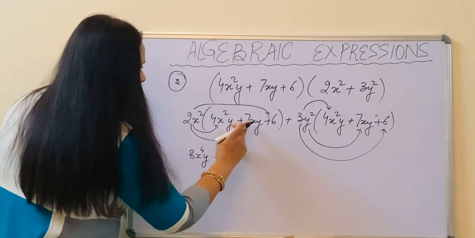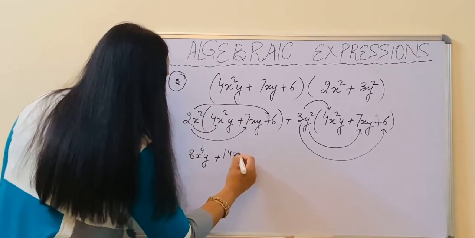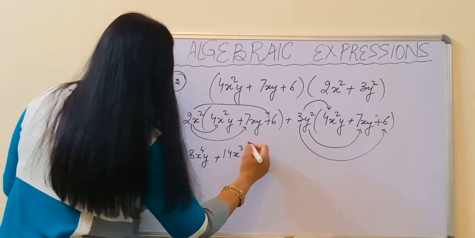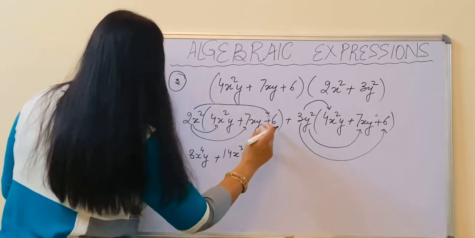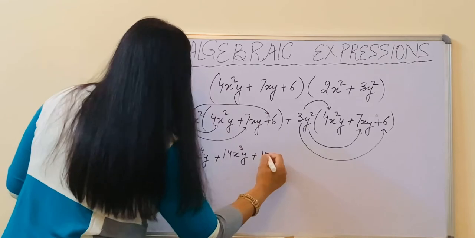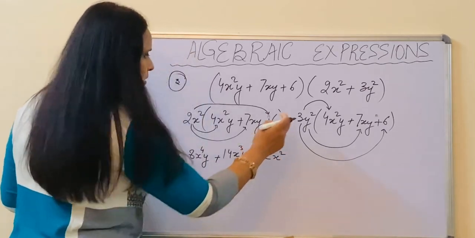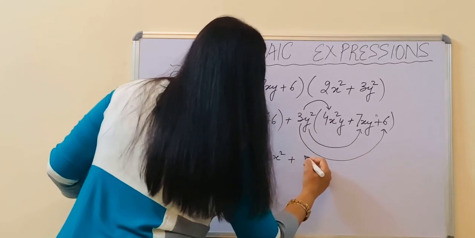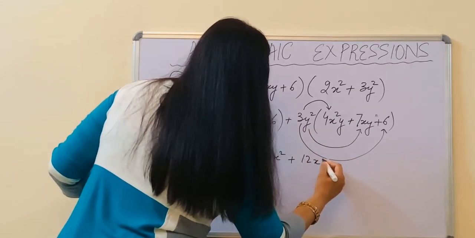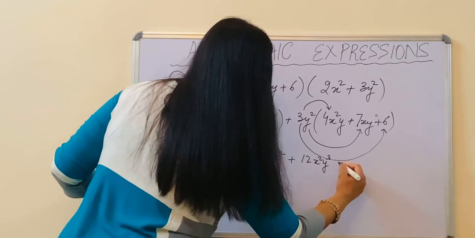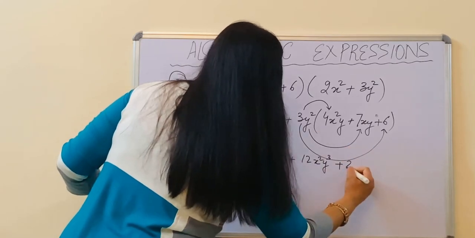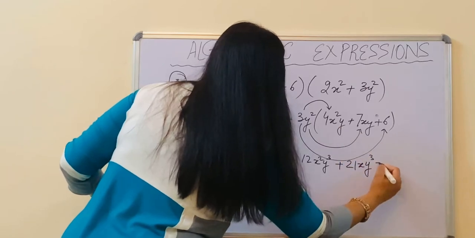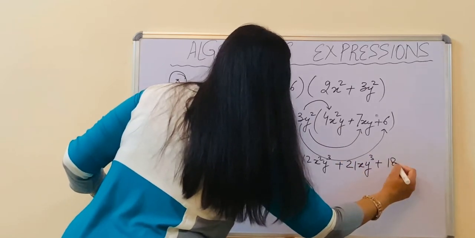plus 7 2s are 14, x cube and y, plus 2 6s are 12, x square. Similar over here, plus 12 x square y cube plus 21 x y cube plus 18 y square.